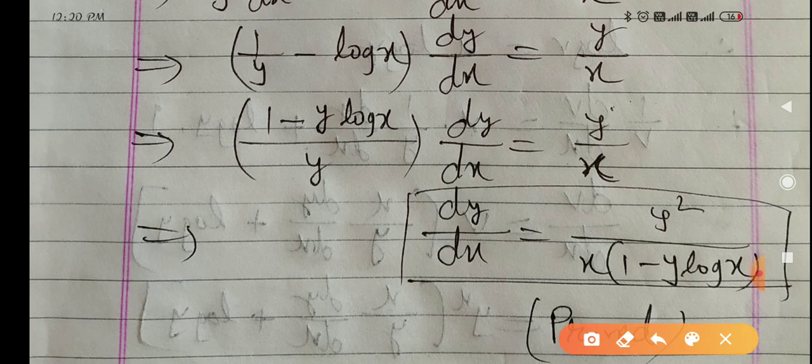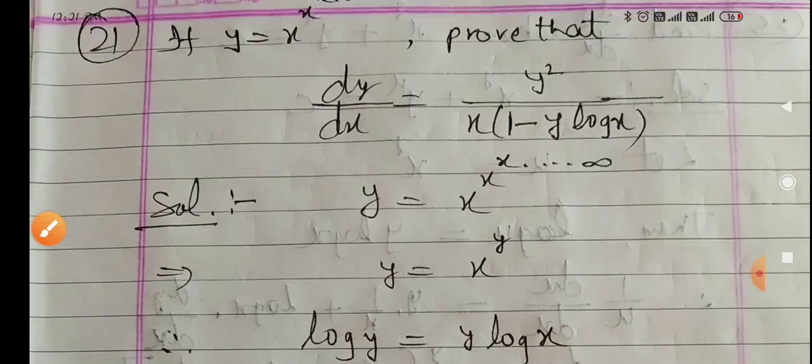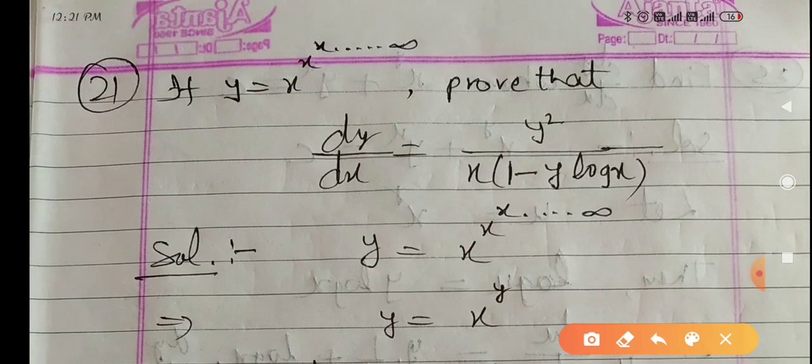Now take LCM. 1 minus y log x upon y, dy upon dx equals y upon x. So dy upon dx will come. Take cross multiplication: y square upon x into 1 minus y log x, which was to be proved. So like this you can prove. It was an easy question. When we were seeing this question, it was looking difficult, but you see, so easily we have found the differentiation.